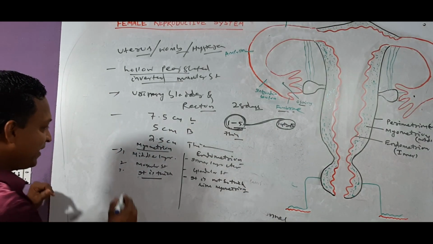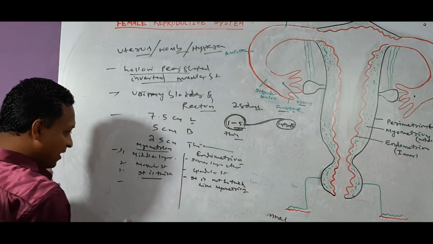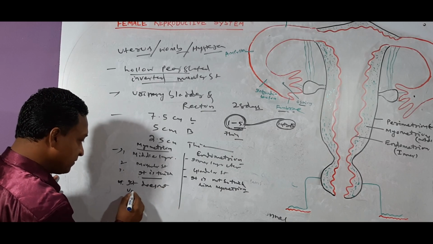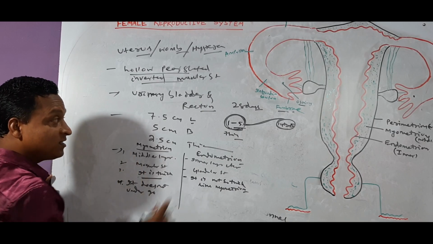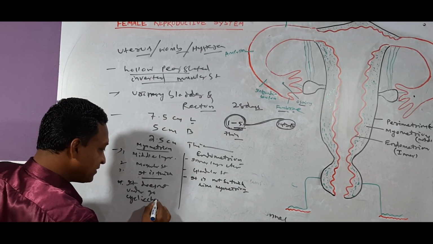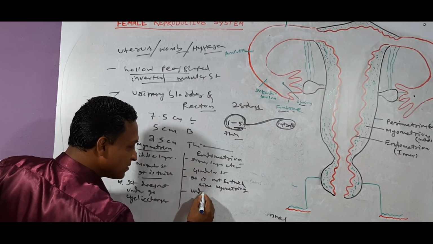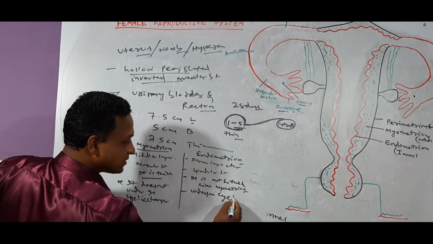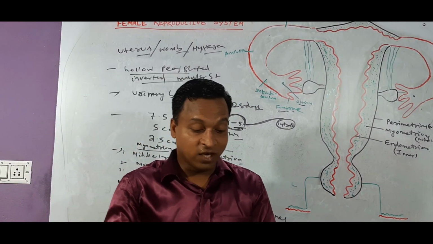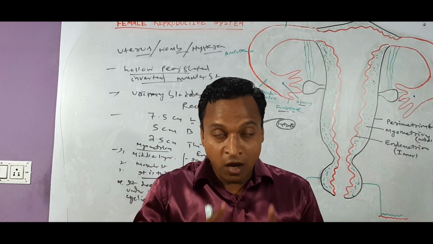Yes. The next one, its size is fixed always. That means it does not undergo cyclic changes. But endometrium undergoes cyclic changes, always. Also, a short question is asked: which layer of the uterus undergoes cyclic change?